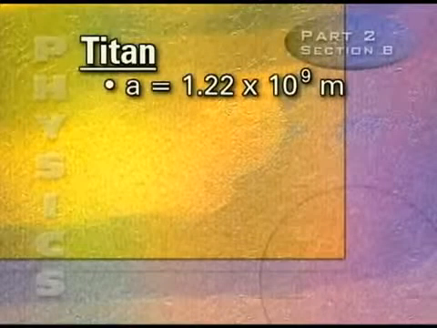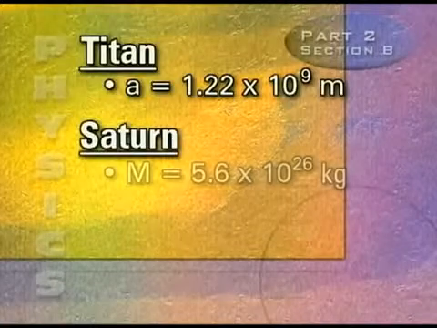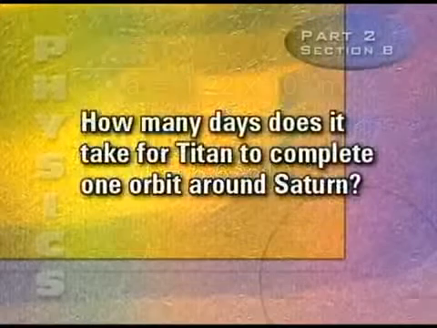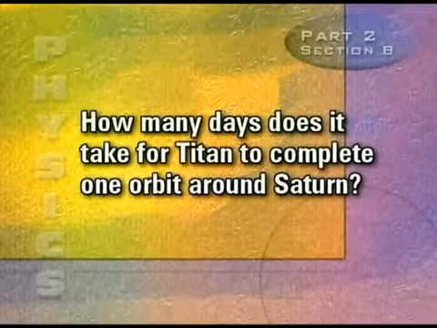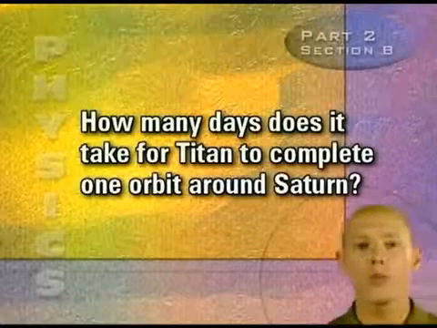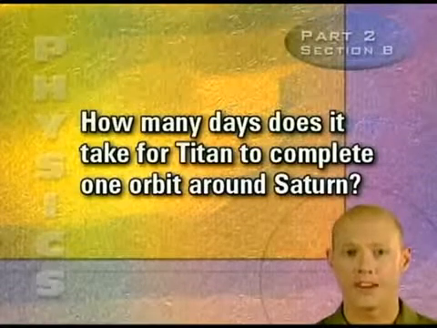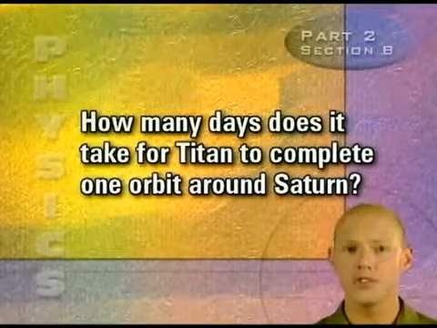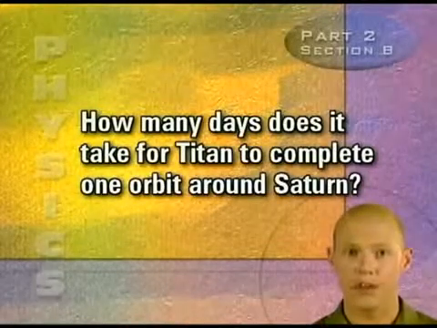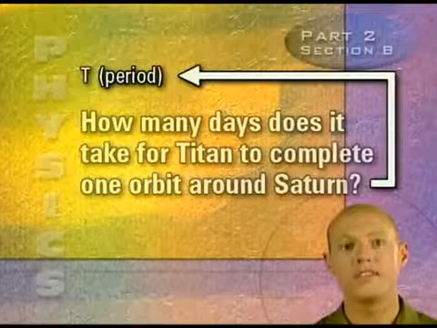Titan, a moon of Saturn, has an orbital radius around Saturn of 1.22 times 10 to the 9th meters, and Saturn has a mass of 5.6 times 10 to the 26 kilograms. So how many days does it take for Titan to complete one orbit around Saturn? First, let's figure out what the question is asking us to find. It's asking us how many days it takes a moon of Saturn, Titan, to complete one orbit around Saturn. Well, that's the period T.